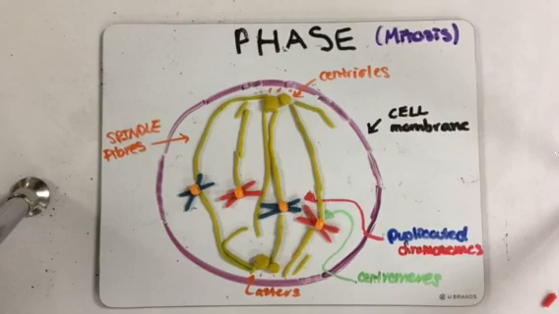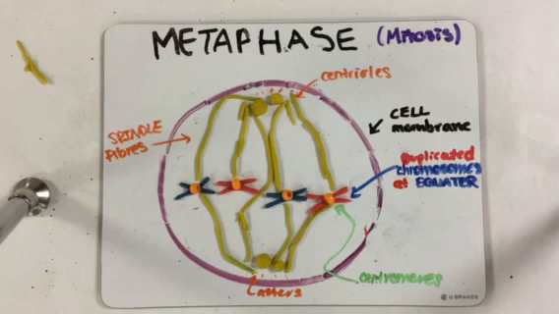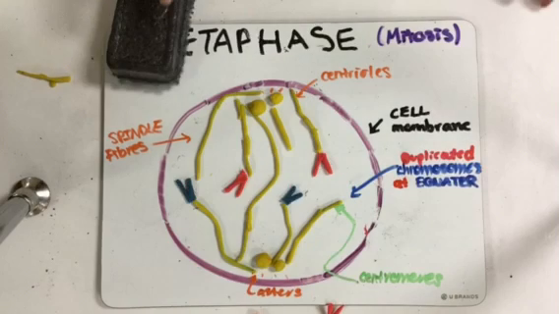So metaphase is the next step in mitosis. So metaphase occurs when the chromosomes start lining up in the middle of the cell, and that's due to the tugging action of the spindle fibers pulling the chromosomes.